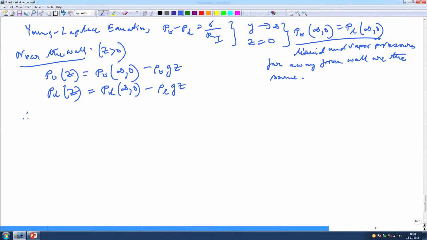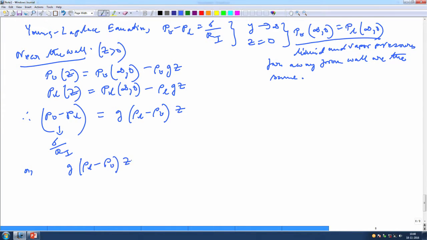Now, in this particular case, P_V minus P_L, which is basically the pressure difference across the interface, should be equal to g (rho_L minus rho_V) into z. So this is nothing but sigma by R_I, or in other words, g (rho_L minus rho_V) z should be equal to sigma divided by 1 by R_I, and for 1 by R_I we have already written the expression.